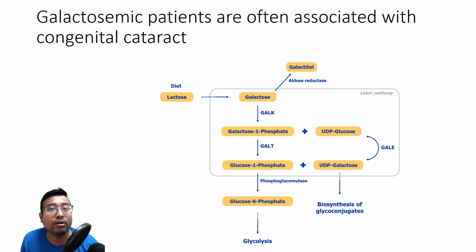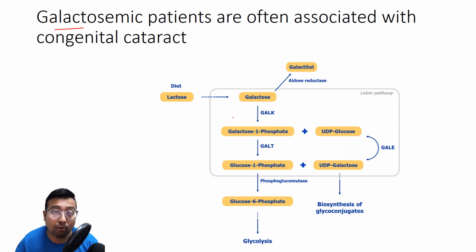Galactosemic patients are often associated with congenital cataract. For that, you need to know and mention the pathway of galactose metabolism. You see, galactose metabolism has got three important enzymes. Rather, the disease galactosemia is expressed when one of the three enzymes is deficient.